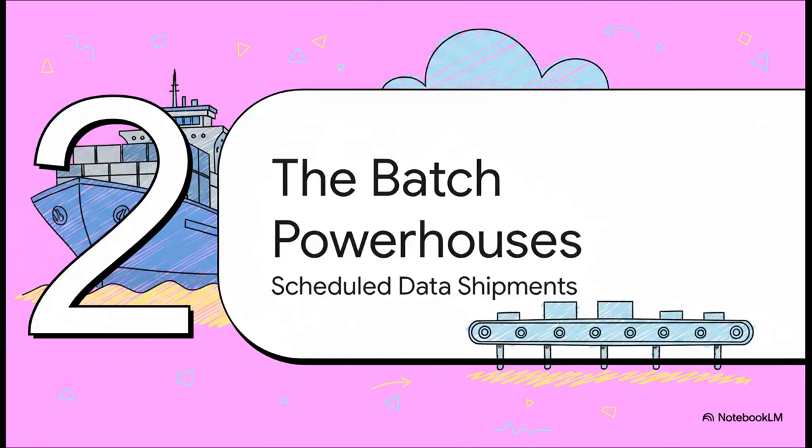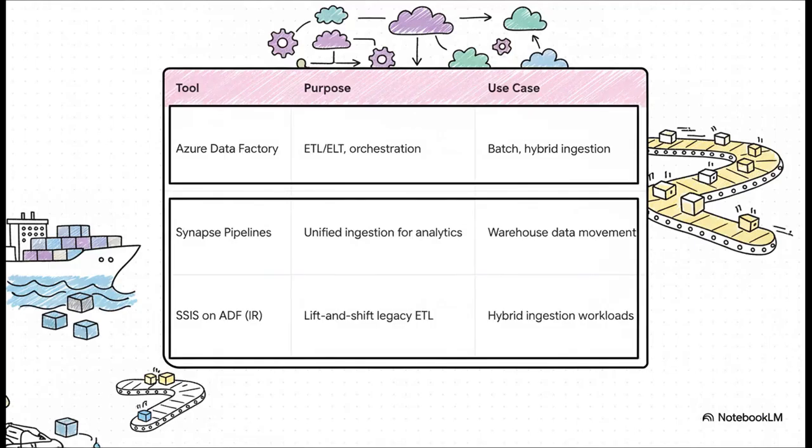First up, let's talk about the heavy lifters. This is for when you're not just moving one little package at a time, but entire cargo shipments. Batch processing is all about moving huge volumes of data on a set schedule, like once a day or maybe every hour. For this kind of heavy lifting, Azure basically hands us three main options. They all specialize in what's known as ETL or ELT, which is just a fancy way of saying they extract, transform, and load your data. They're also perfect for hybrid ingestion, which means you can pull data from your own on-premise servers and the cloud at the same time. These are your absolute workhorses.